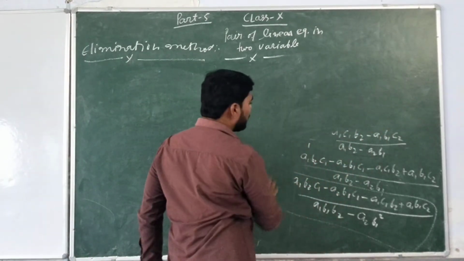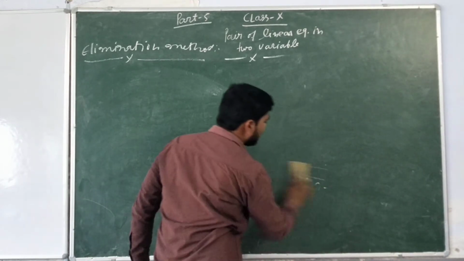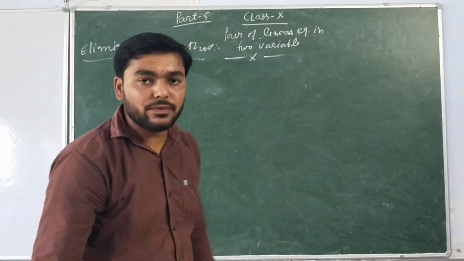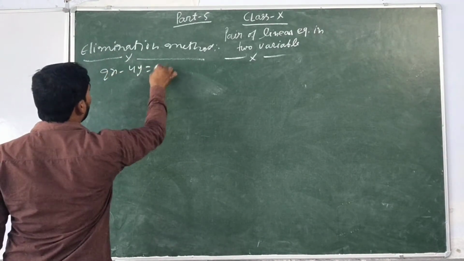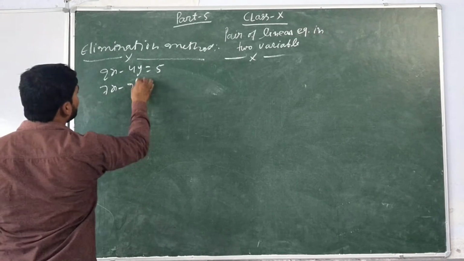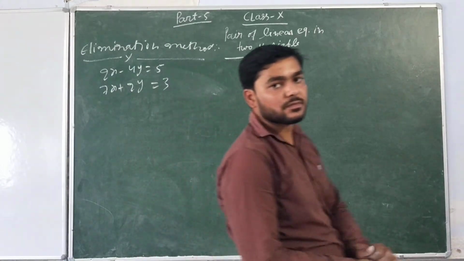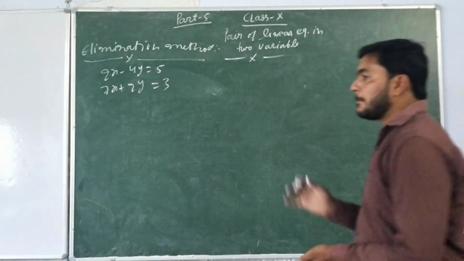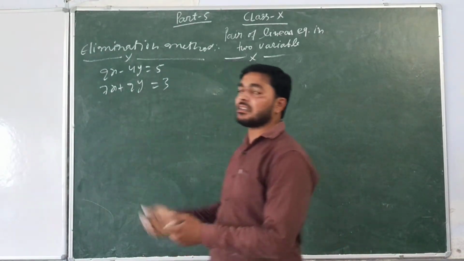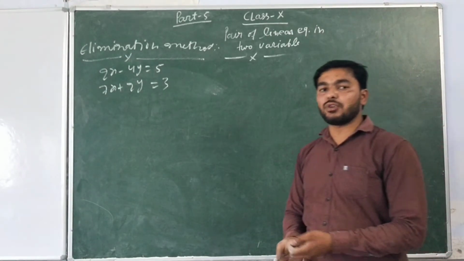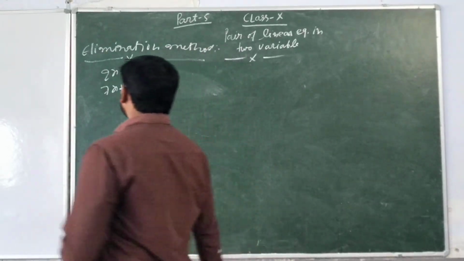This is the solution for the general equation. Now we are going to take an example of two linear equations in two variables. First is 2x minus 4y equal to 5, and 7x minus 2y equal to 3. These are two linear equations in two variables, in which x is one variable and y is the other variable. Now you have to solve both equations with the elimination method to get the value of x and y.